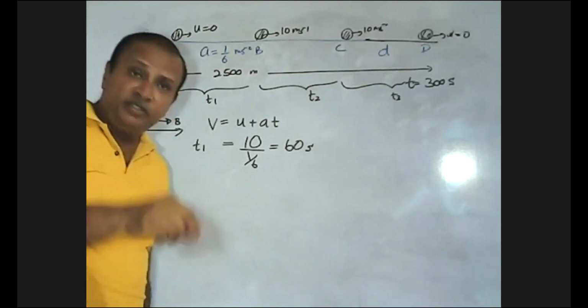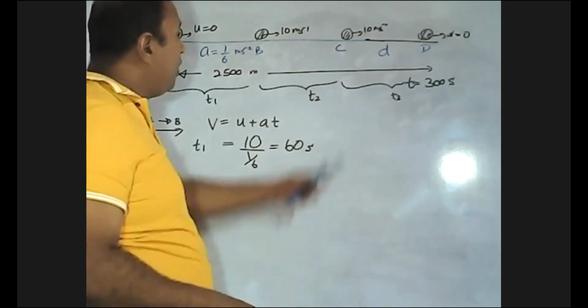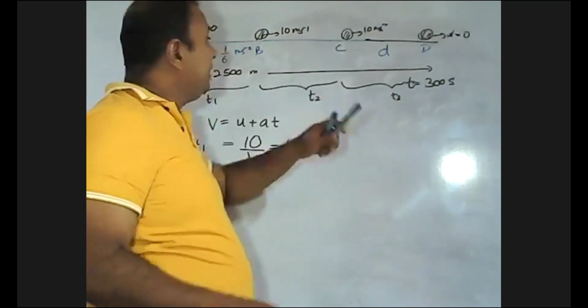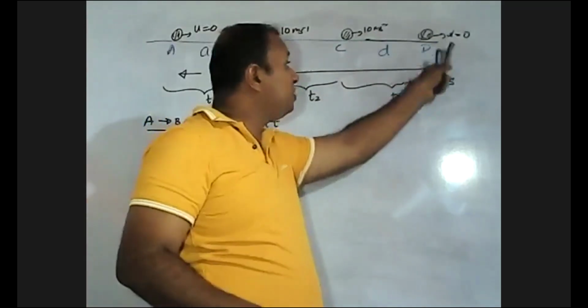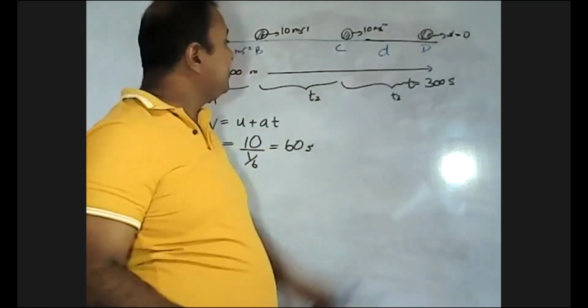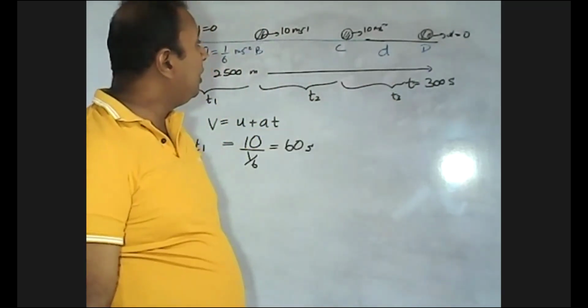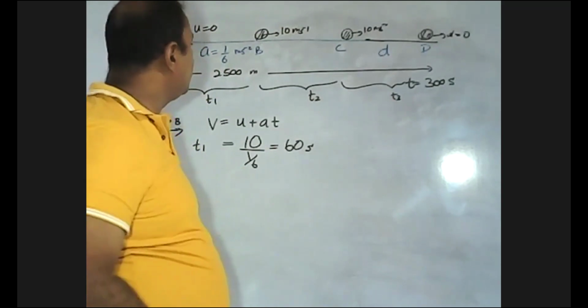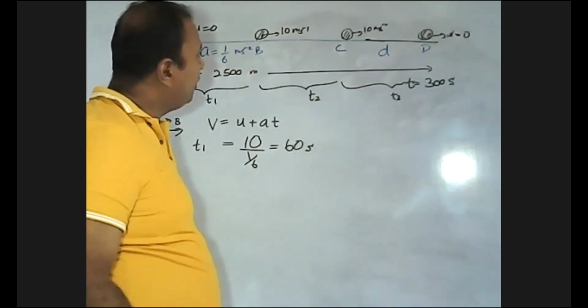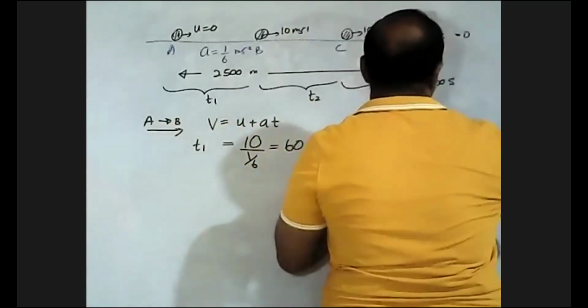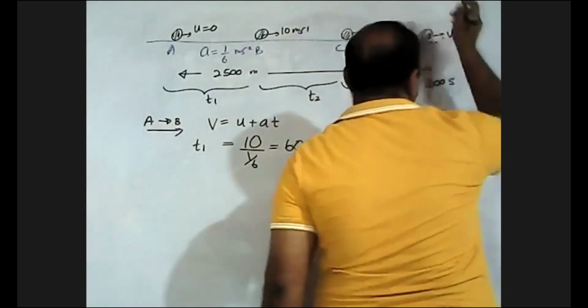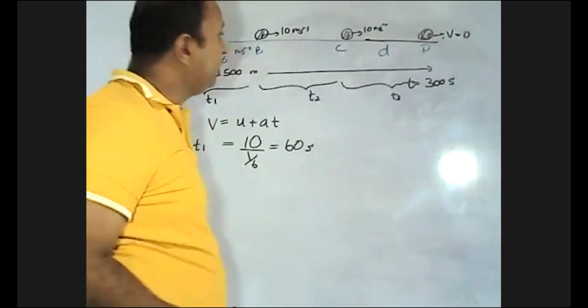And we can find T3 also, because we know the initial velocity and the final velocity of the CD part. No, we don't know the deceleration. We don't know the deceleration.